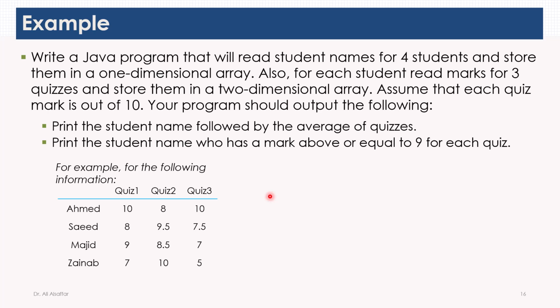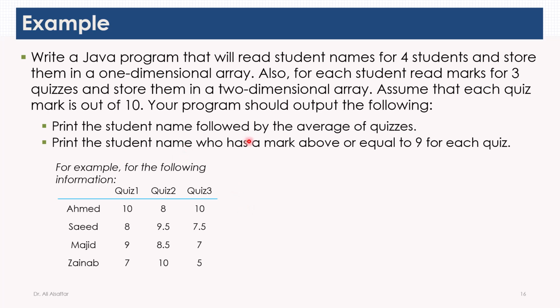Consider the following students with their marks in the 3 quizzes. We have Ahmed, Saeed, Majid, and Zainab and their marks for the 3 quizzes. Now for the first part, it is asking to print the student name followed by the average of quizzes. How to do that manually?